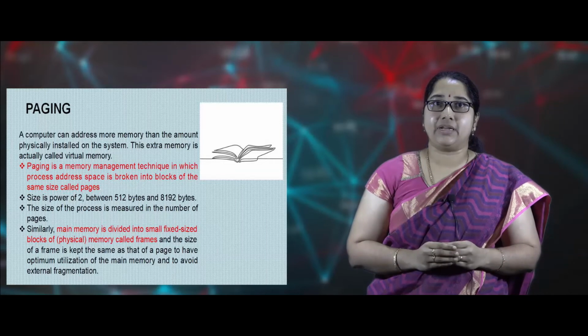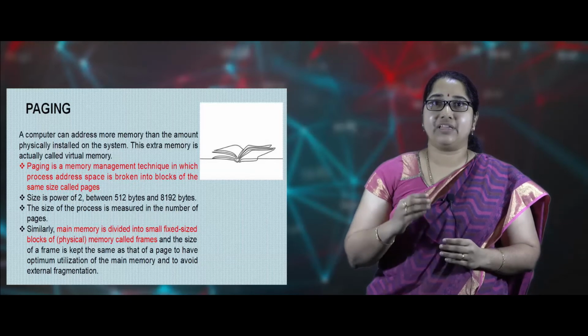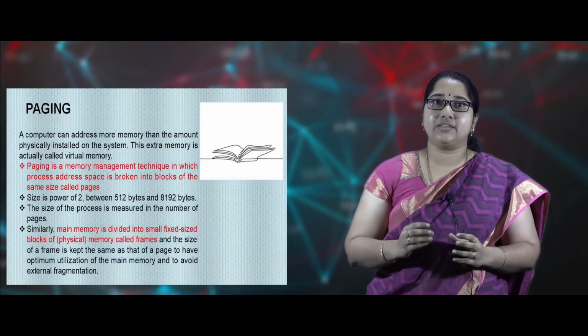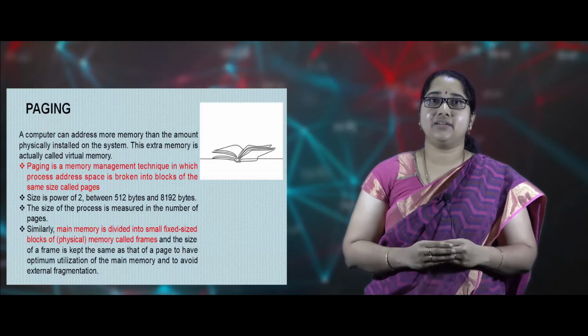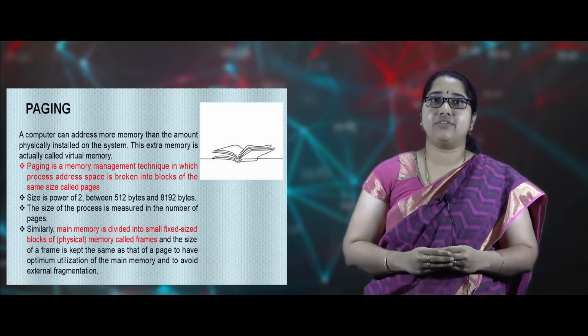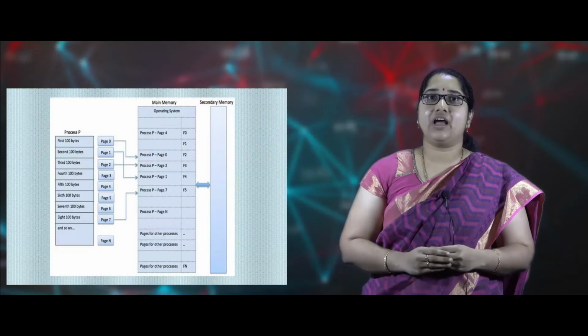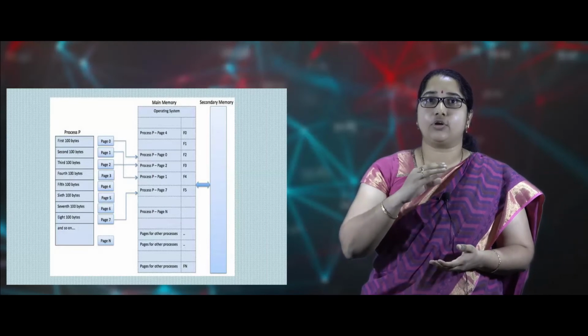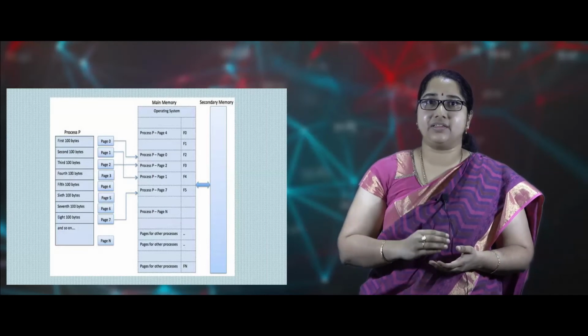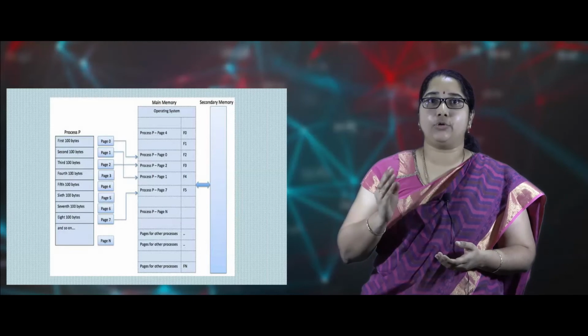The main memory is divided into blocks of equal sizes called frames. The size of a frame is kept equal to the size of a page. It is done in order to improve memory utilization as well as to avoid external fragmentation. The given diagram shows how paging takes place. The process is divided into blocks of equal size called pages, and then the pages are mapped to the main memory.